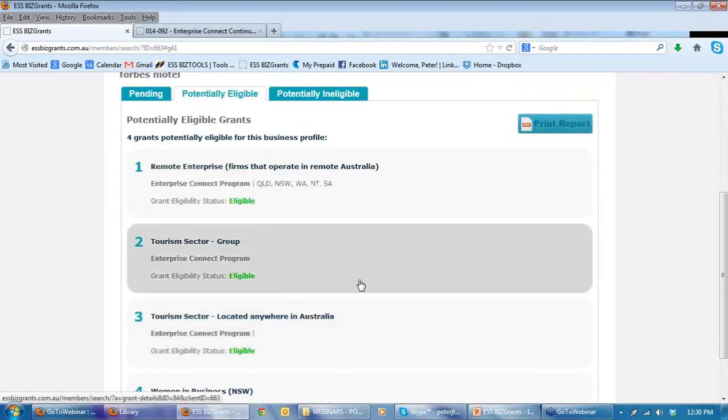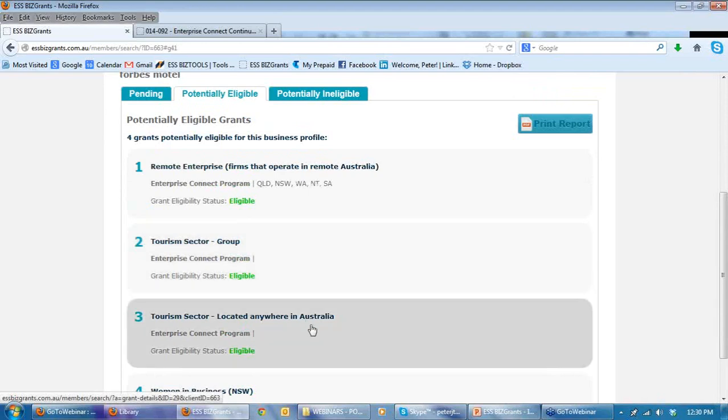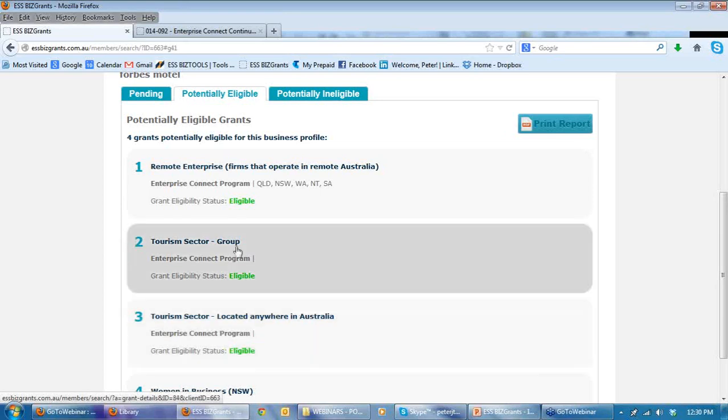I just want to explain one of these. This business is in the tourism sector, so we've already identified that in their own right they could have applied for Enterprise Connect because their turnover is over $1 million. I think we said it was $1.9 million. They're in the tourism industry, so that they could potentially apply. But the other one we have already identified that they could be eligible for is as a group.